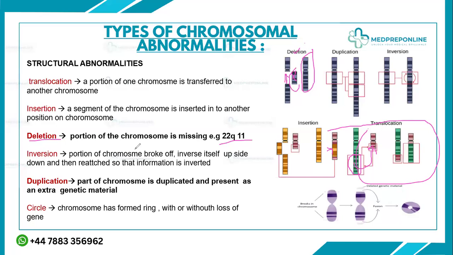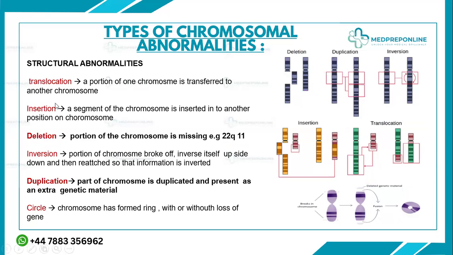Then inversion: a portion of the chromosome breaks off, turns itself around, inverted, and gets attached again. Then we have duplication. Duplication is when a part of the chromosome is duplicated and present as extra genetic material. This part doubles itself and then rejoins into the chromosome. A ring is when the chromosome forms a ring with or without loss of genes. These are some of the basic definitions which you should know about what sorts of structural chromosomal abnormalities we have.